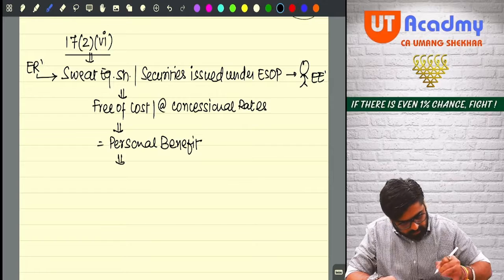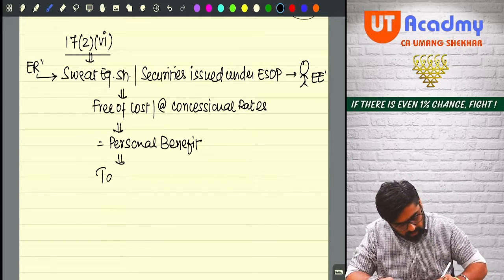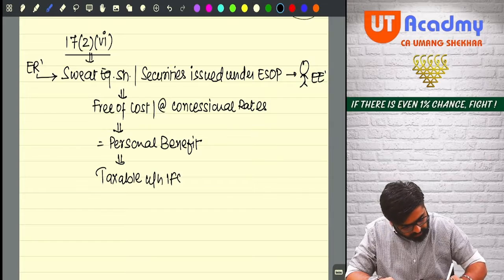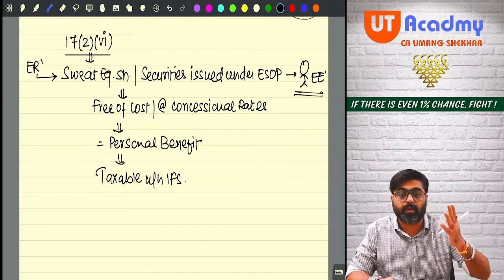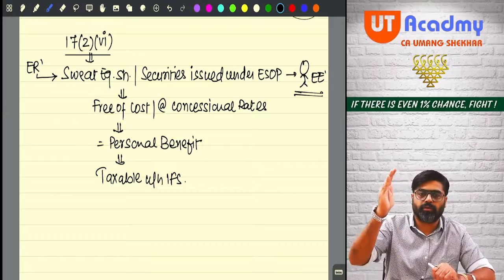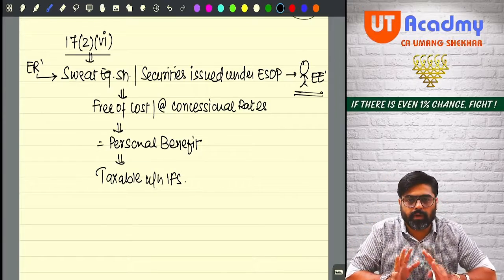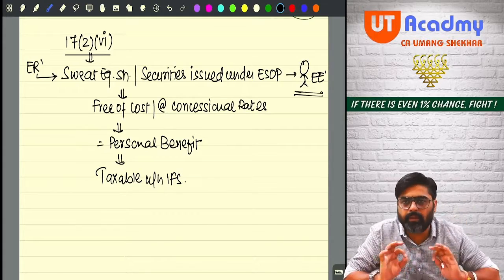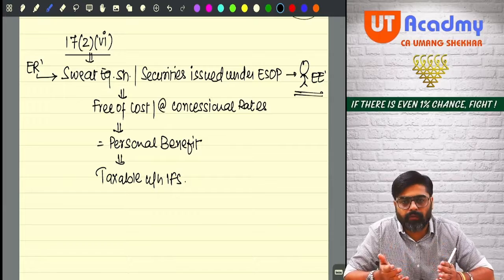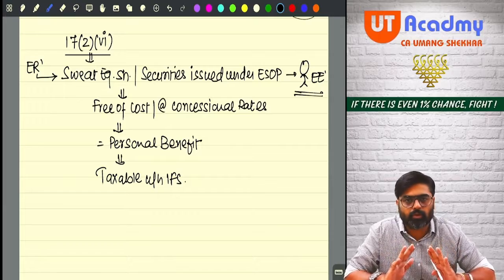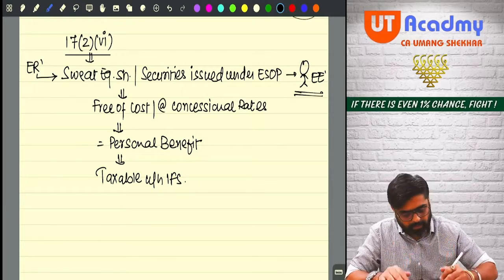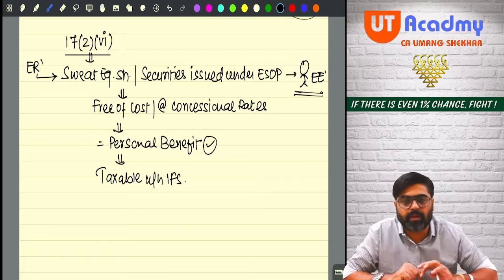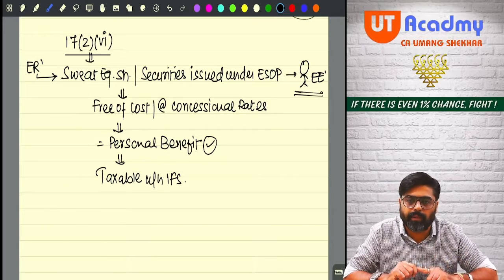and that personal benefit, my dear friends, will be taxable under the head income from salary in the hands of this employee as a perquisite. That is what clause number 6 is telling you. So whatever sweat equity shares or securities which are issued under ESOP given by the employer to the employee, either they will be given free of cost or it will be given at a concessional rate. So because of that, there will be a personal benefit happening to the employee, and that personal benefit will be taxable in the hands of employee.